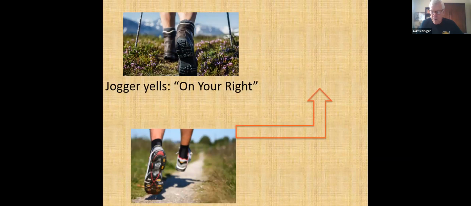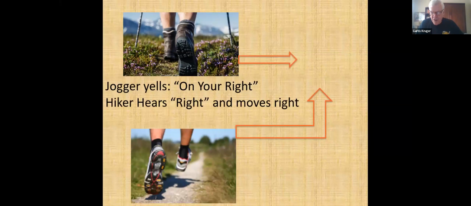Here's an example about communication. A jogger comes up behind a hiker. The hiker hears the jogger yell, "On your right." Or maybe the hiker is deaf or has two earbuds in and didn't hear anything. But let's assume she heard "on your right." Often, the hiker moves to the right. We found about 50% of hikers in our area don't know what "on your right" means. What's the result? It's a collision.